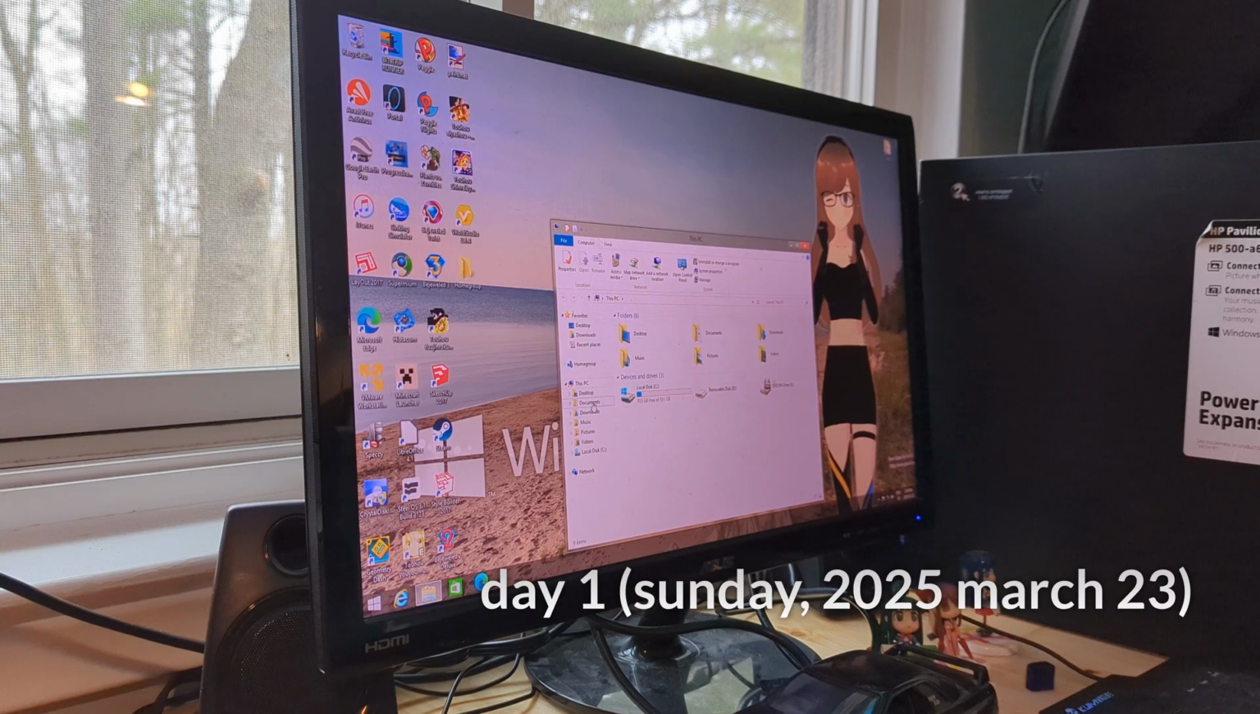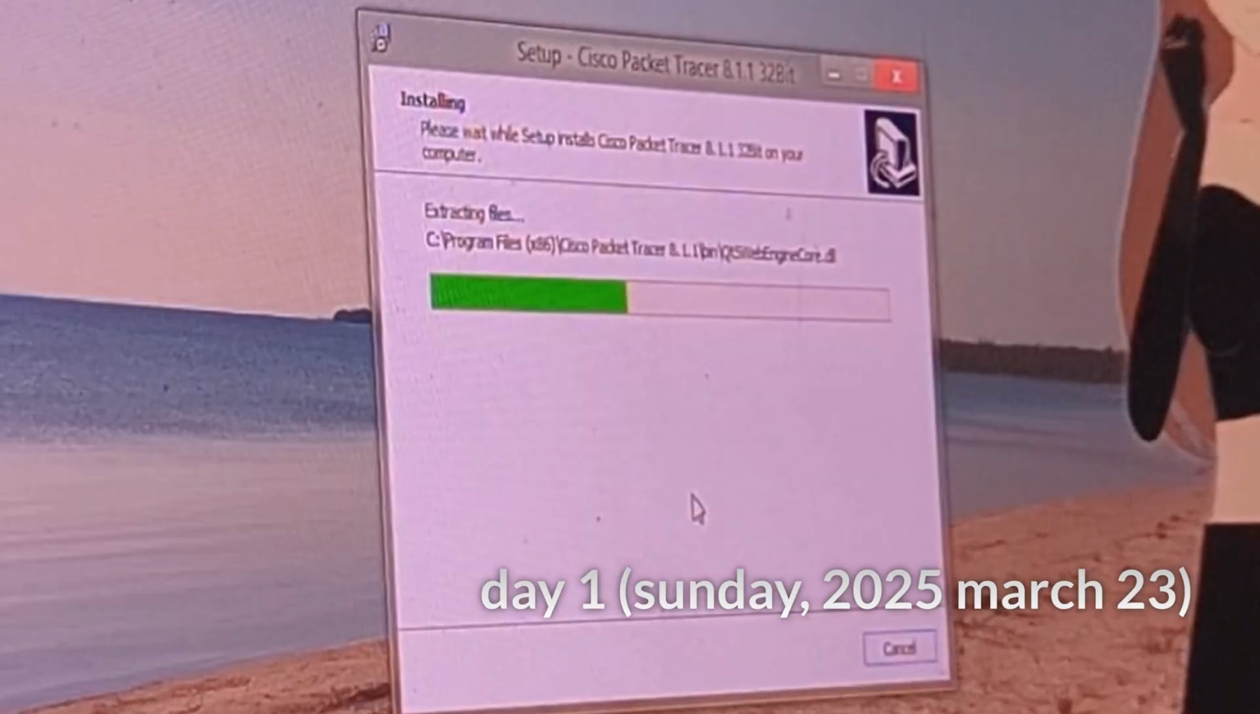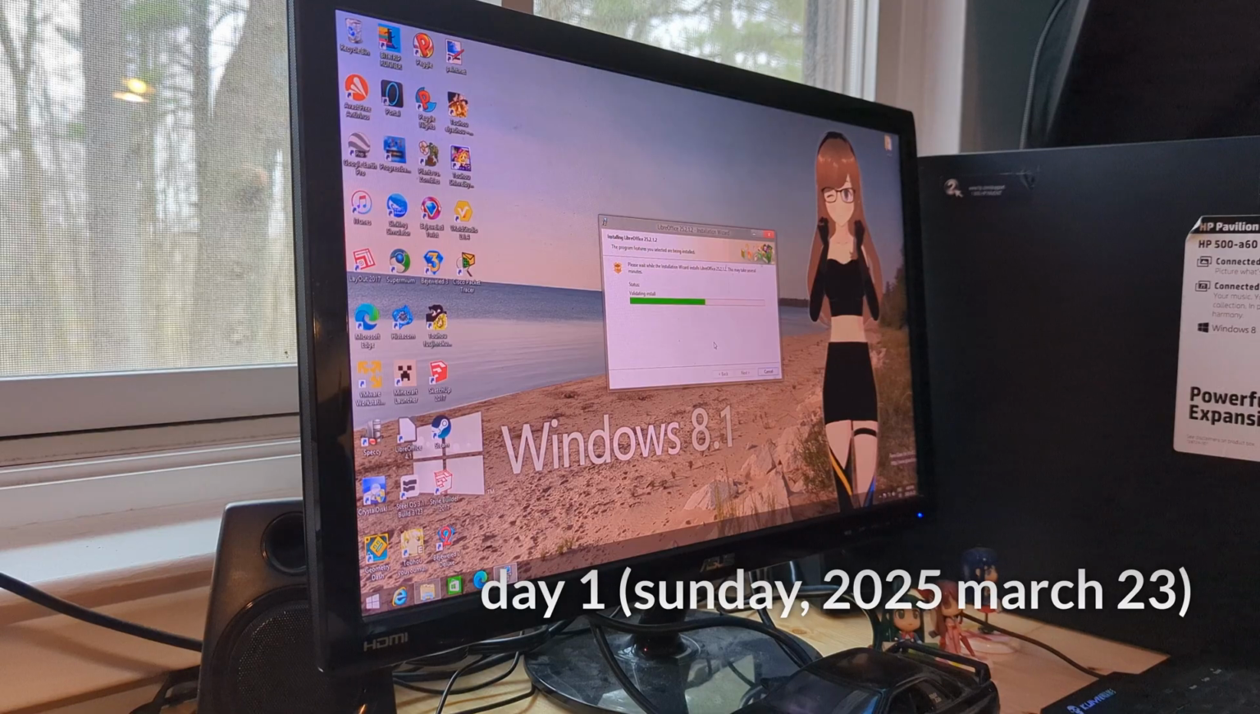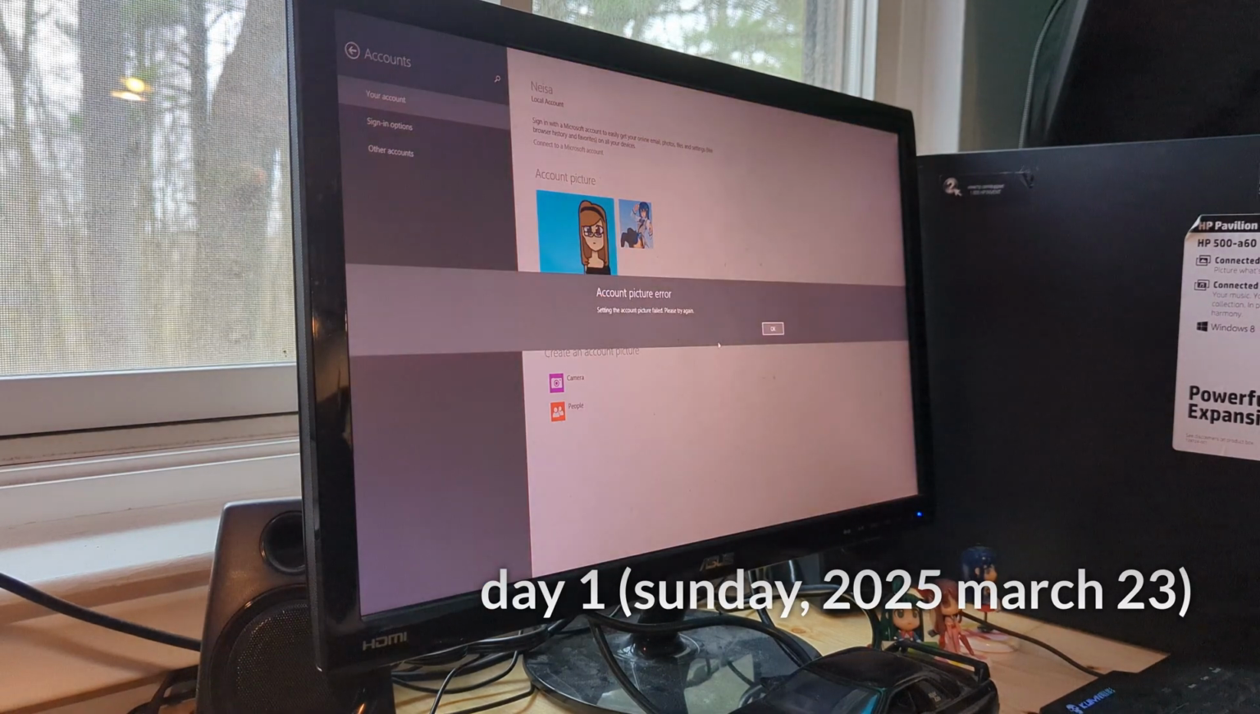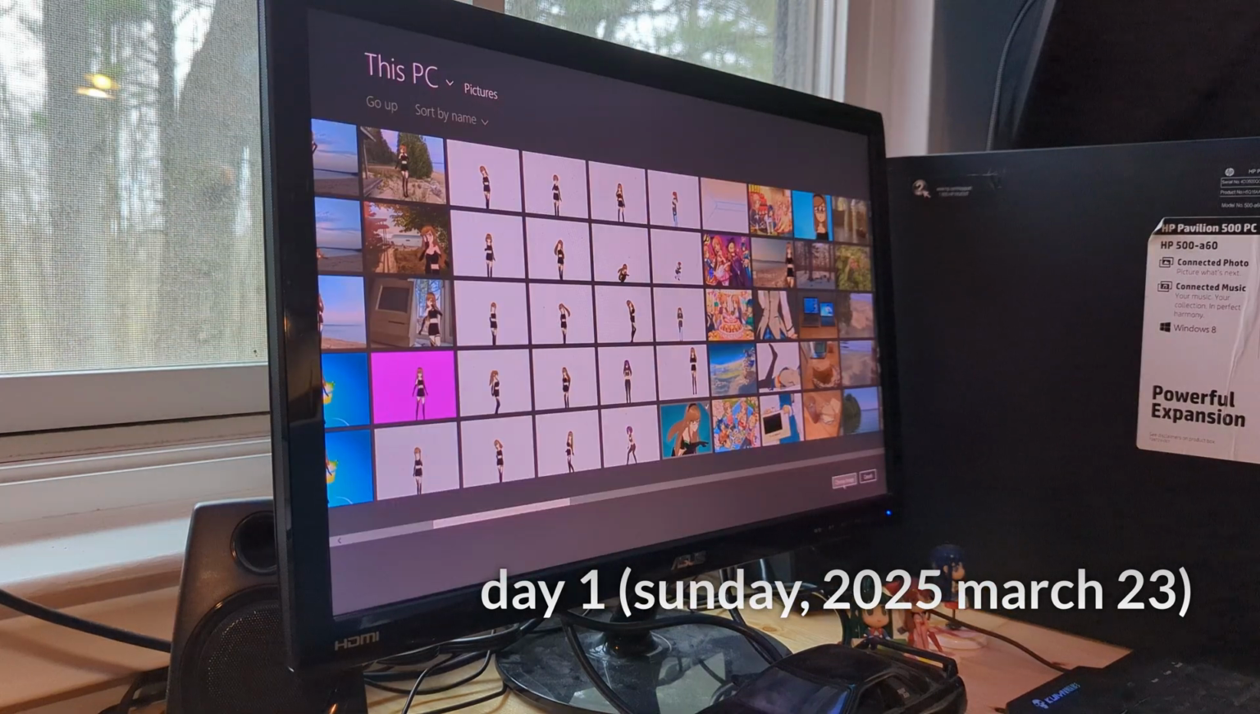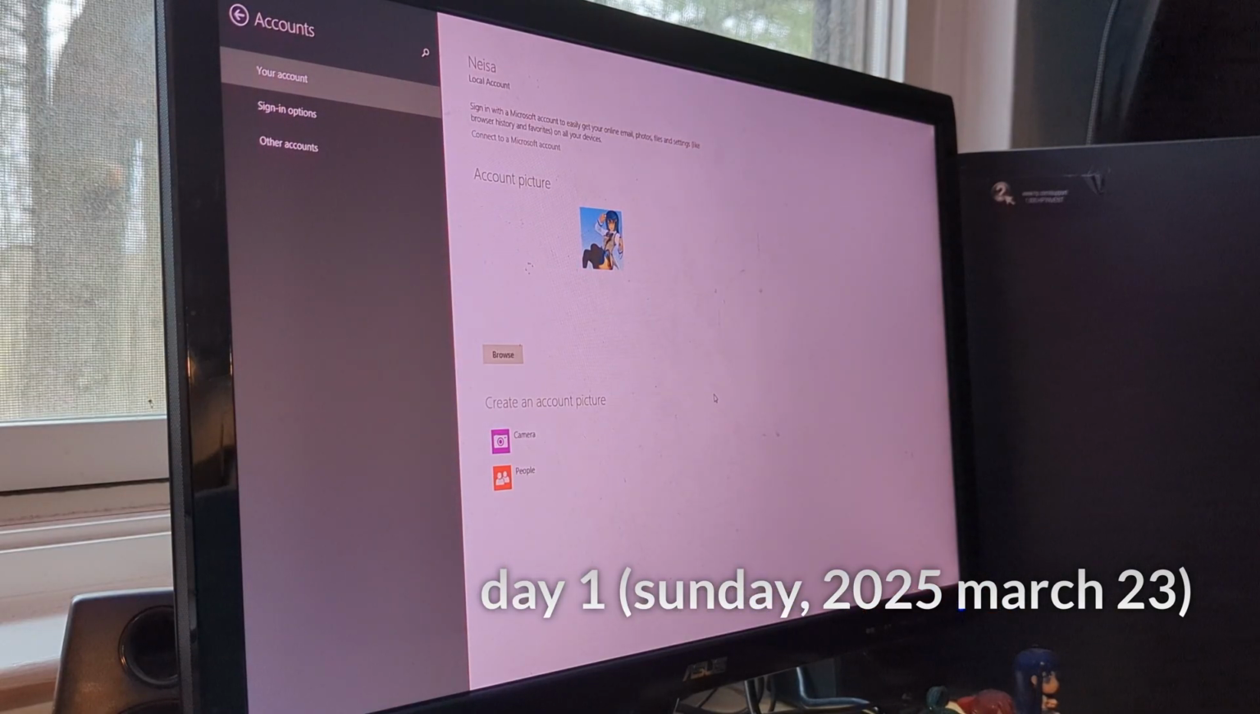Now that I've transferred over my files, I decided to install Packet Tracer and LibreOffice. I also then wanted to change my account picture here, but it wasn't going well at first, so after restarting, everything was solved there. And that's generally going to summarize day one.